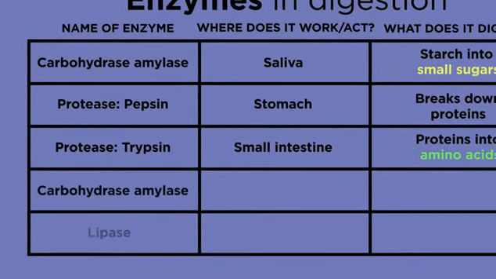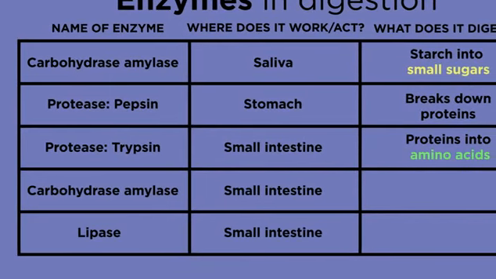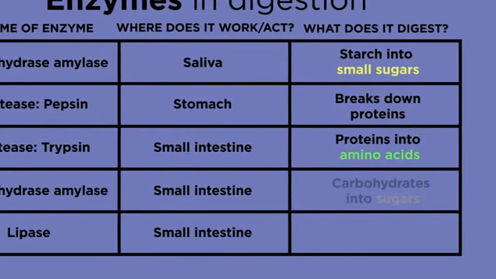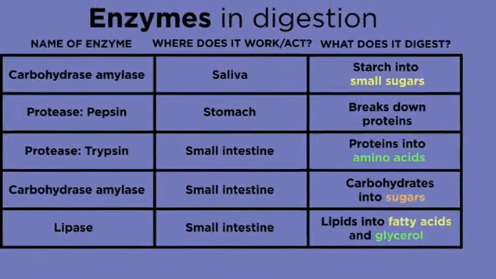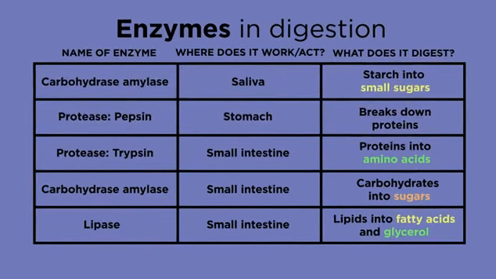A carbohydrase called amylase and lipase are also released into the small intestine from the pancreas. They digest carbohydrates into sugars and lipids into fatty acids and glycerol. These molecules are small enough to be absorbed into the blood.